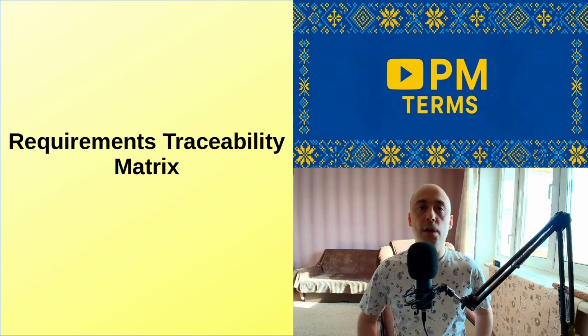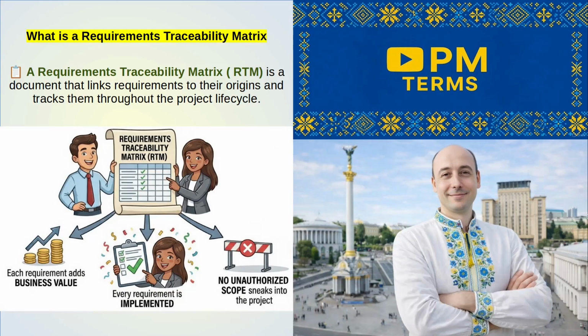Today we are diving into the requirements traceability matrix, what it is and its types. What is a requirements traceability matrix? RTM is a document that links requirements to their origins and tracks them throughout the project lifecycle. In simple terms, RTM answers the question: did we deliver everything we promised and only what was approved? RTM ensures that each requirement adds business value, every requirement is implemented, and no unauthorized scope sneaks into the project.